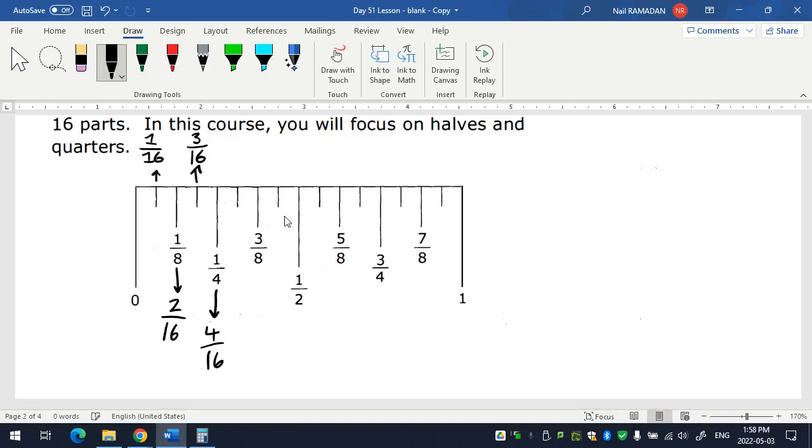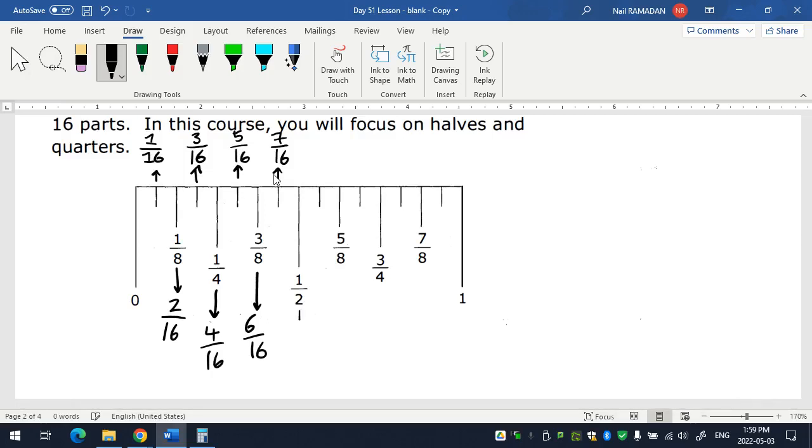Can someone tell me what's the next one? Come on, we're doing good here. 5/16. How about this one? Come on, just keep counting. 6/16, which could be simplified into what? Into 3/8. How about this one? Everyone, do you see the pattern here? What's this number? There you go. That's it.